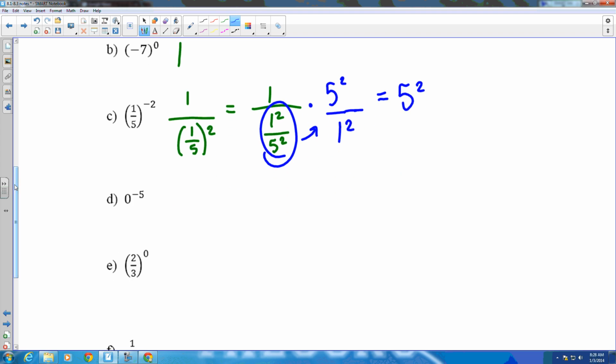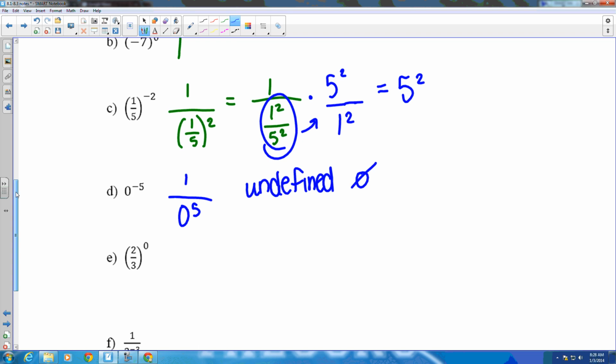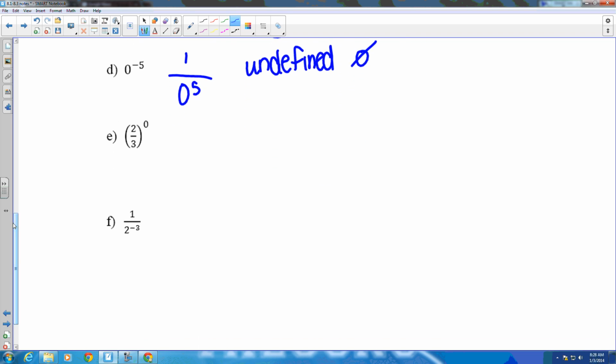D, 0 to the negative 5th, we change that to 1 over 0 to the 5th. And that would just be 1 over 0, which we can't do. That is undefined. E, 2/3 to the 0. Anything to the 0 power is 1, so that one is just 1. F, 1 over 2 to the negative 3. It goes the other way as well. If you start with a negative exponent on the bottom of your fraction, you can bring it up to the top and make it positive. So that's 2 to the 3rd.